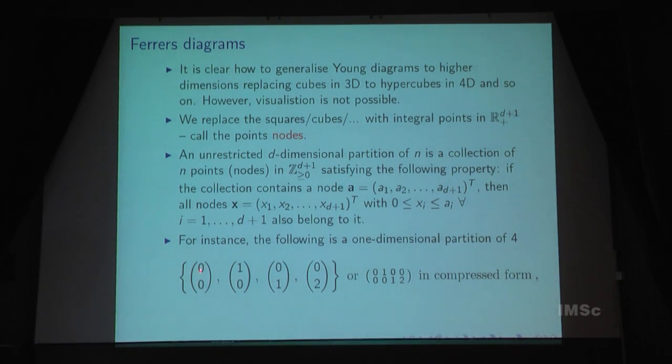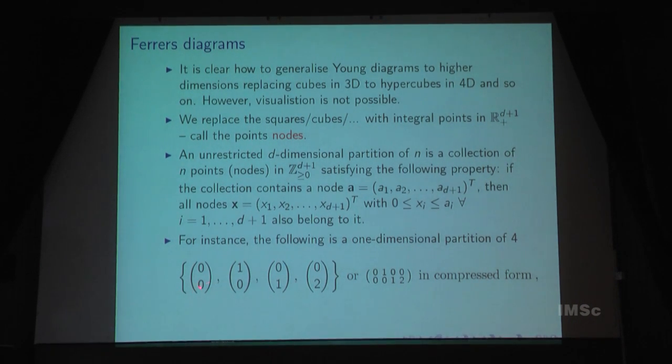So let's look at this 1-dimensional partition of 4. It's got 0, 0, the first guy you have to place, 1, 0, 0, 1, and 0, 2. So let's look at this condition for 0, 2. We are not allowed negative numbers, so nothing less than 0, but 2 implies there should be 1 and 0 below that. So it contains that: 0, 2 is there, 0, 1 and 0, 0 are also there. So this is a valid partition.